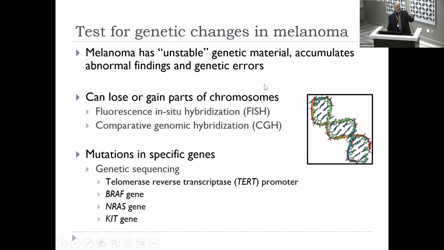So if you look at the DNA, you have some of these tests, fluorescence in situ hybridization and comparative genomic hybridization, which look at differences in copy number. You normally have 2 copies of each gene, so if you have more than 2 copies or less than 2 copies, that's abnormal. You can also look at mutations of specific genes that can be associated with melanoma, like the TERT promoter.